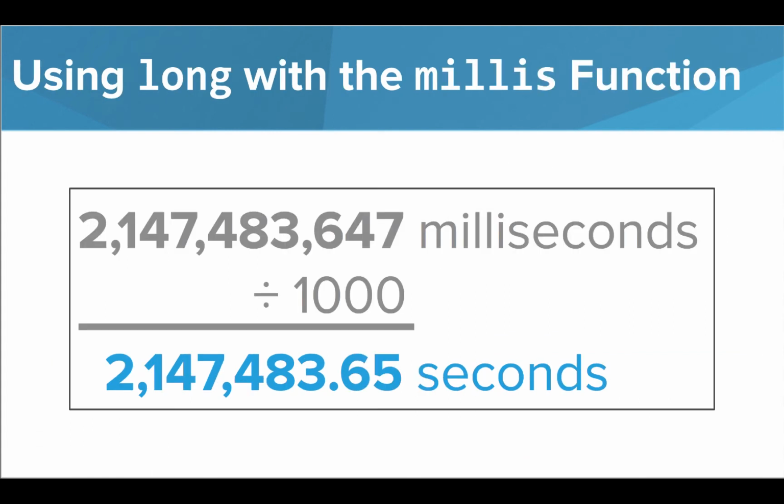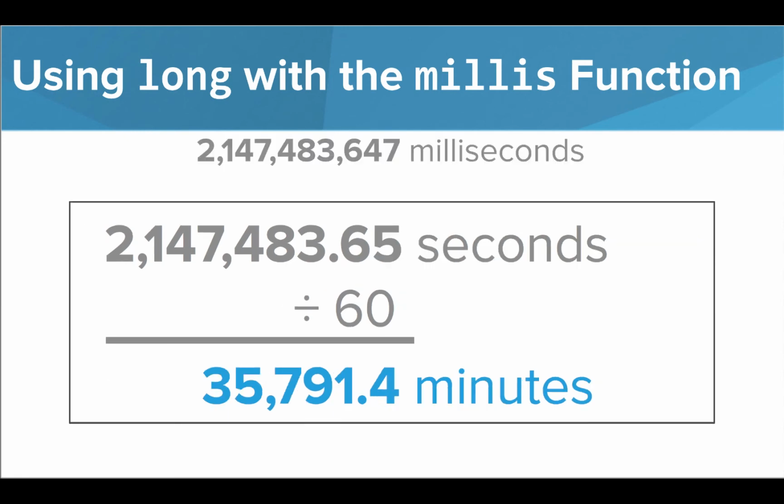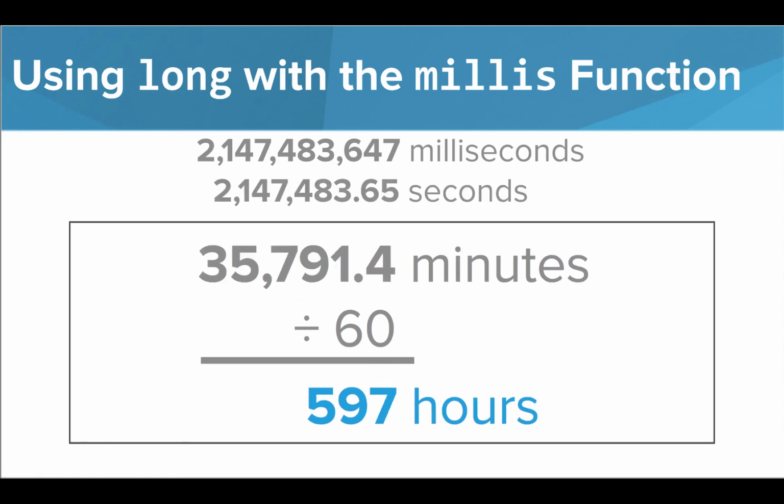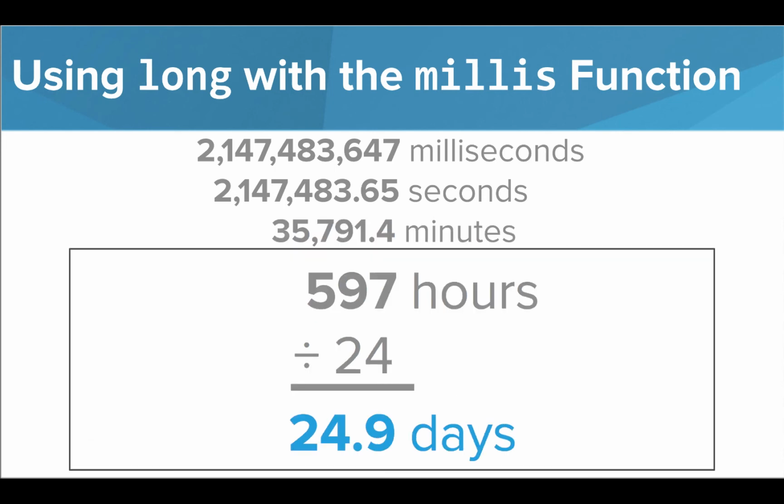If we begin with this many milliseconds, we need to divide by 1,000 to find the number of seconds this is. Then we divide by 60 to find out how many minutes this is. We divide by 60 again to determine the number of hours this amounts to, and divide by 24 to find the number of days. This means that using a long variable type to store time in milliseconds would allow us to run our program and keep track of time for almost 25 days.